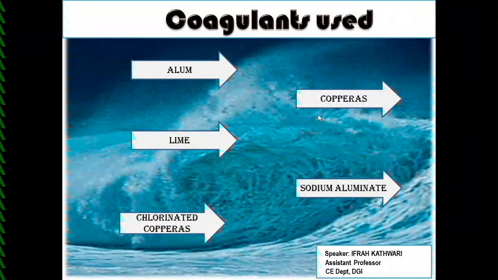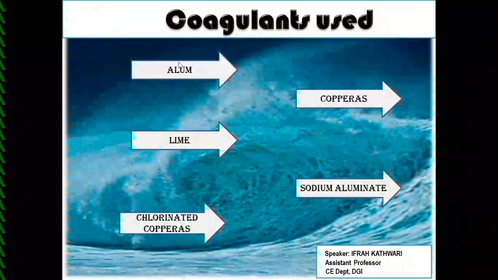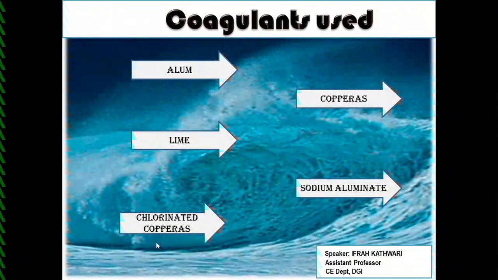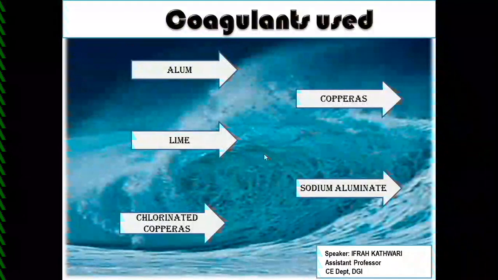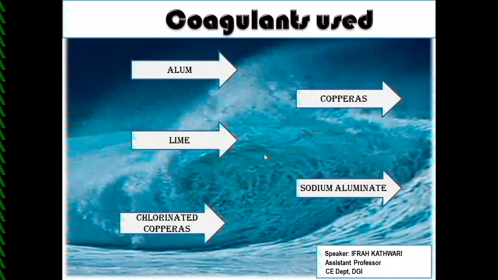Here the presence of alkalinity is not required, like in the case of alum, where we induce artificial alkalinity. In the case of sodium aluminate, alkalinity is not required. Okay. So these are some of the coagulants that are used for this process.